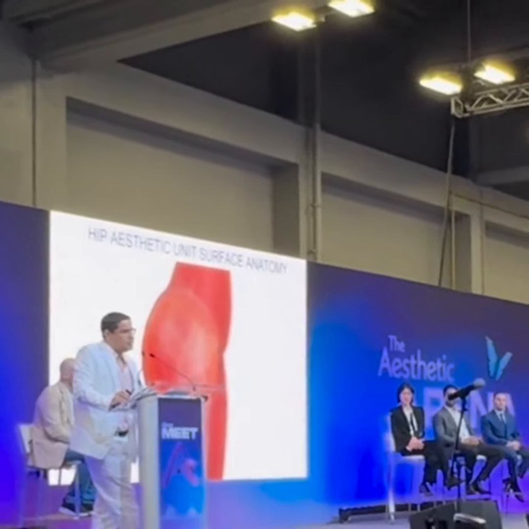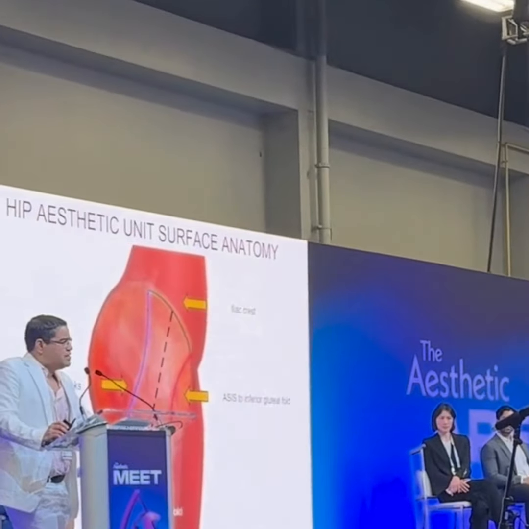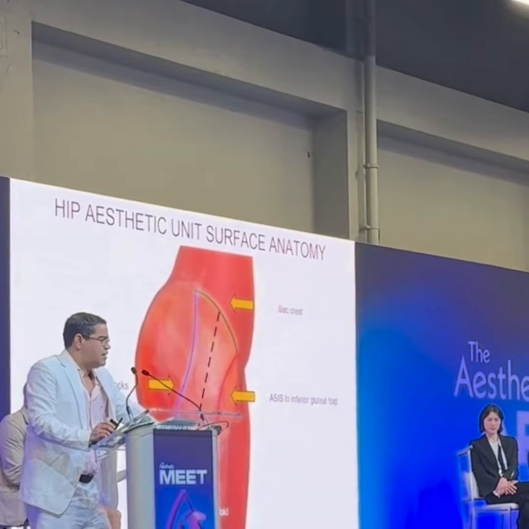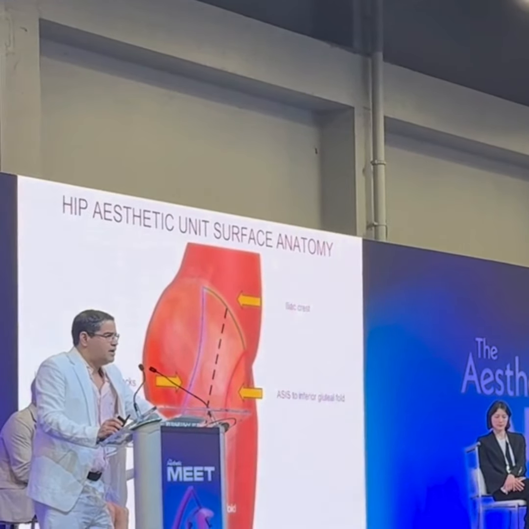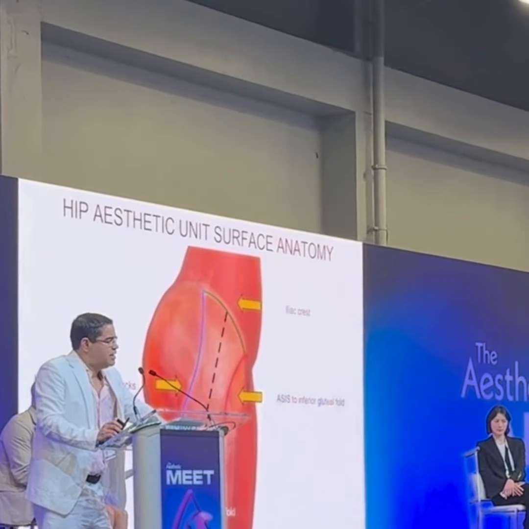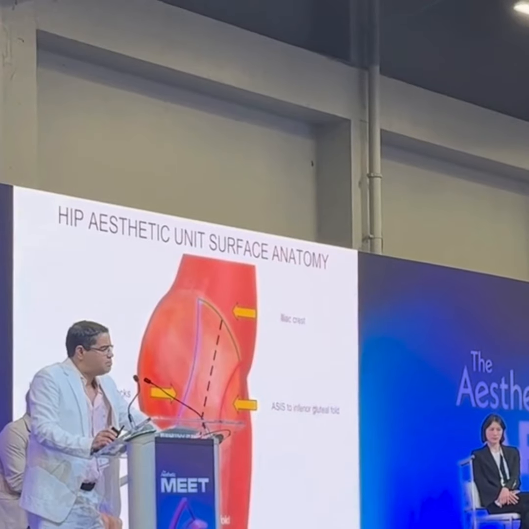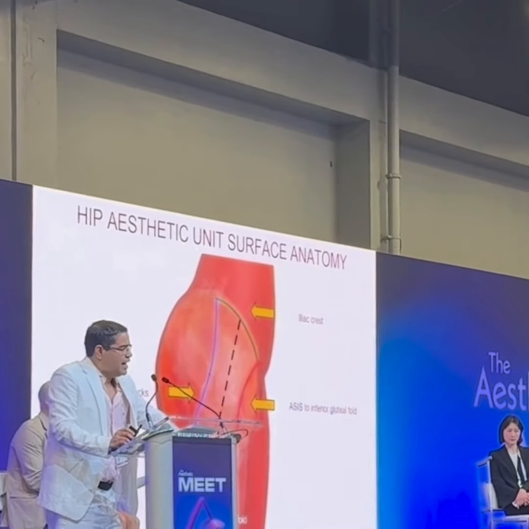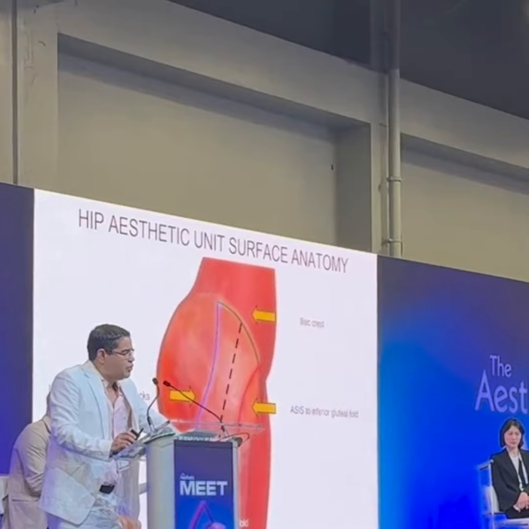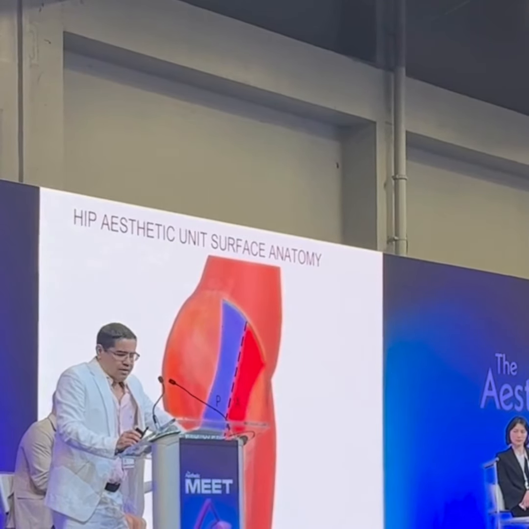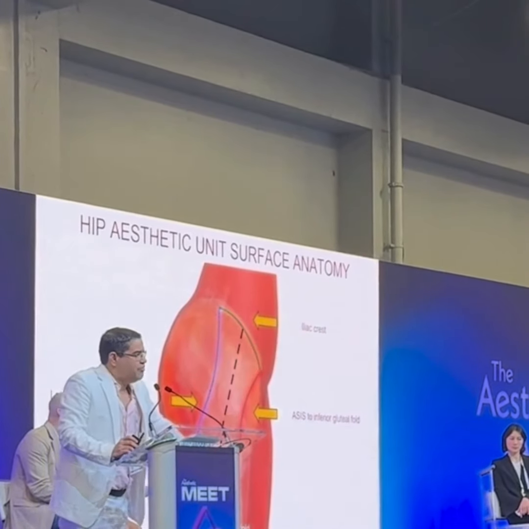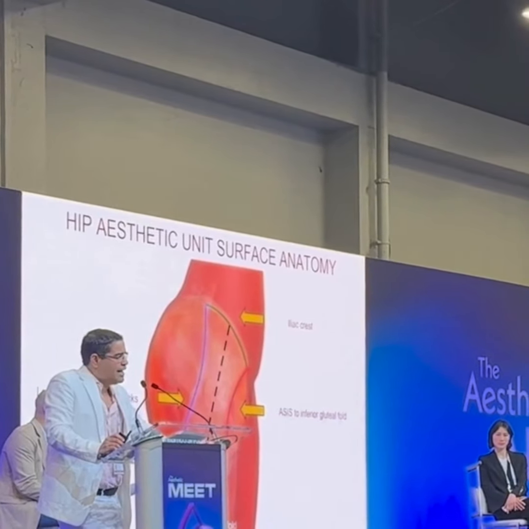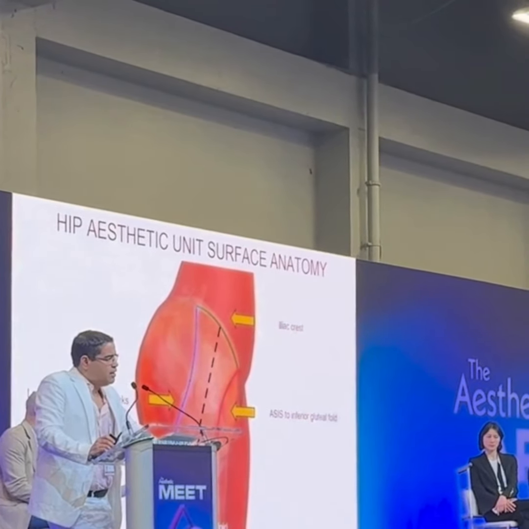And we published this in 2024. So essentially the superior limit is the iliac crest. The anterior limit is a line from the anterior superior iliac spine to the level of a horizontal line at the level of the inferior gluteal fold. The inferior limit is the actual inferior gluteal fold, and the lateral buttock is the posterior limit.